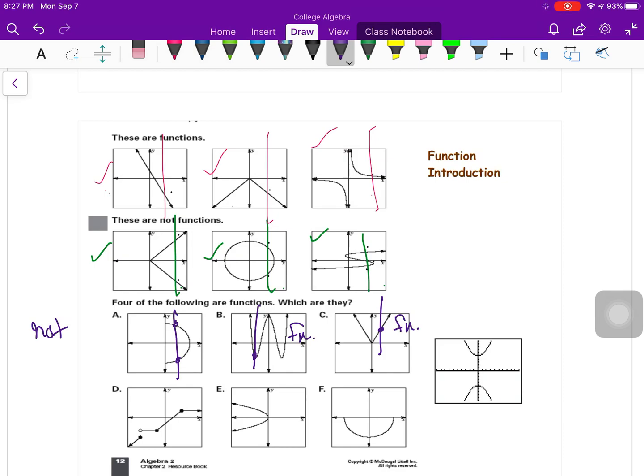D, we have to look carefully. If I draw my vertical lines right through here, here it would not touch and here it would touch. So this is a function. It touches the graph at only 1 point, this one. E is not a function. It touches the graph at 2 points. F is a function. A vertical line touches at 1 point. G is not a function. It touches at 2 points.